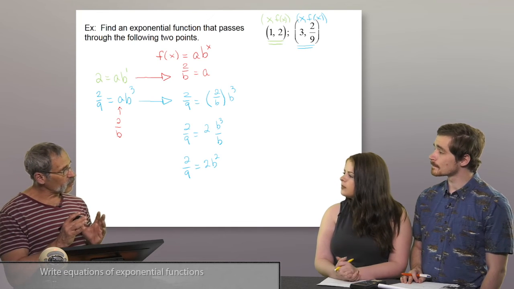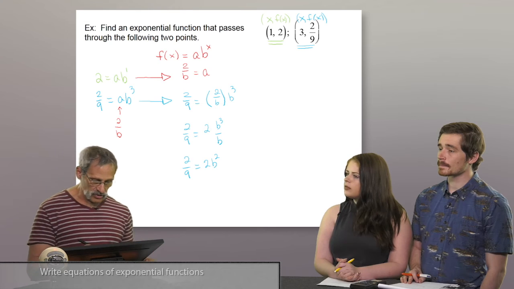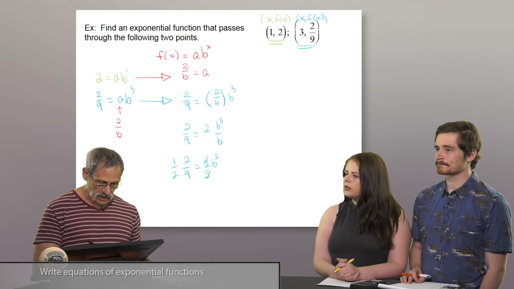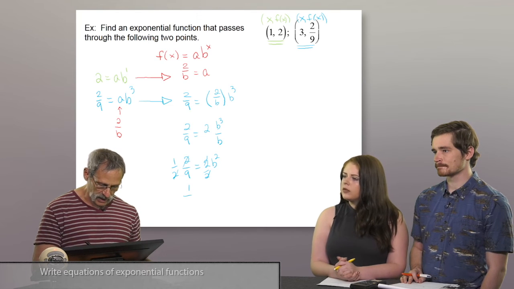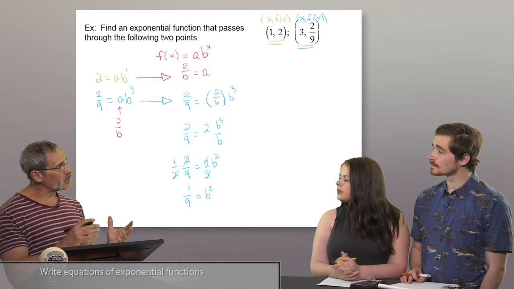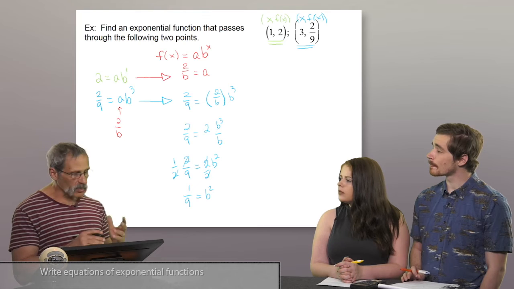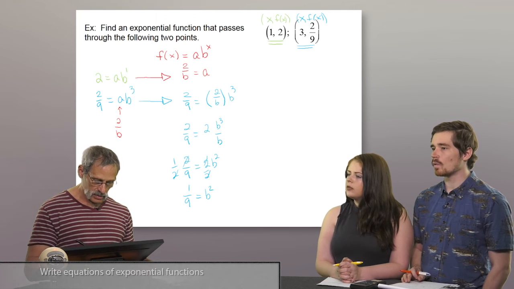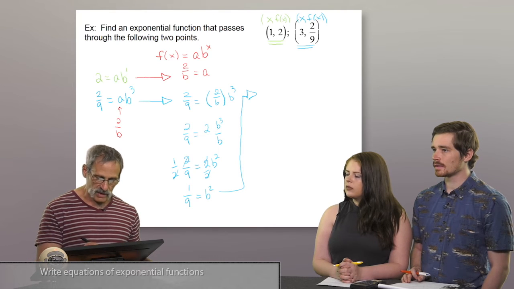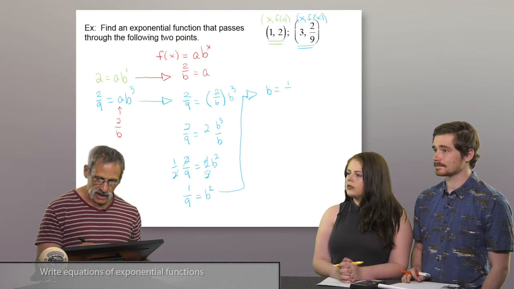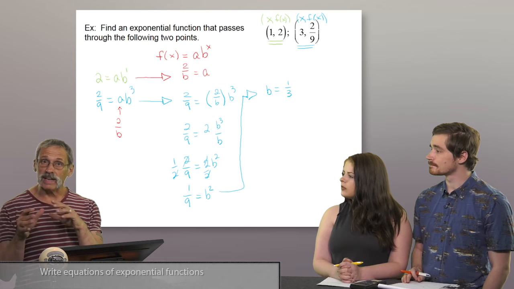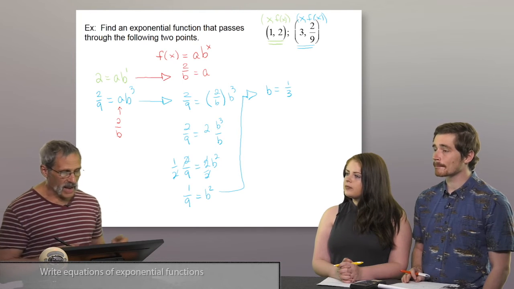So I want to isolate b squared. What will I do to both sides of the equation? Divide by 2. And here the 2's cancel, so I end up with 1/9 is equal to b squared. If I take the square root of both sides, b would be equal to 1 over the square root of 9, which is 1/3. And notice I'm just taking the principal root, because I know that the base has to be positive and not equal to 1. Now I have b, so I'm going to box it.